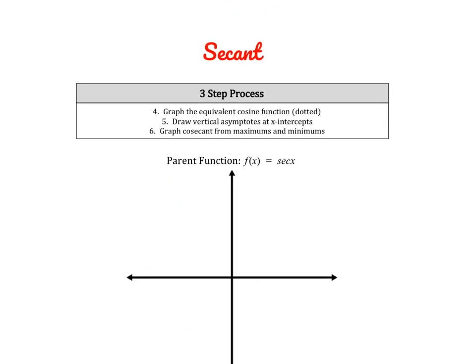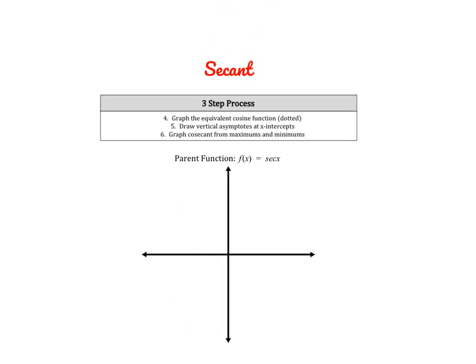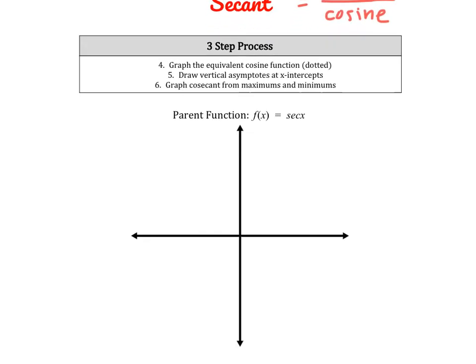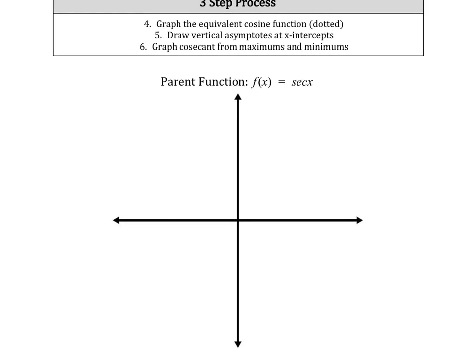So you might guess that we're going to do that same process to graph secant, except we're going to be using cosine as our guideline function. So once again, wherever cosine is 0, secant is going to be undefined. So let's start by giving ourselves a guideline graph. I always make my 4 quadrants. I label my axis. And cosine starts at the maximum.